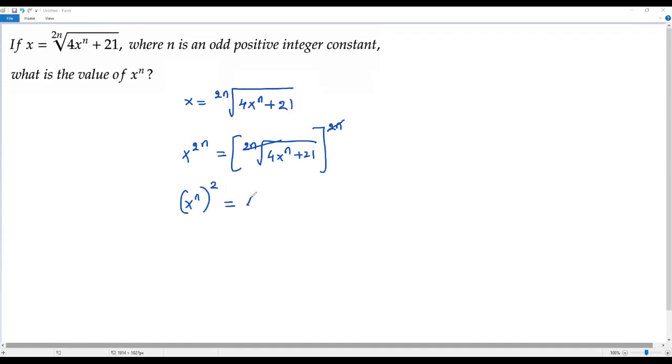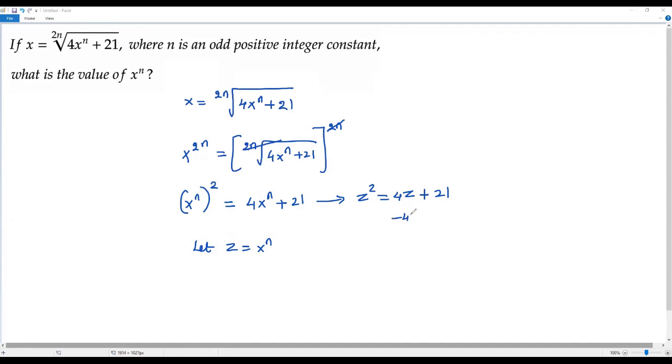On the right side, we have 4 times x to the power of n plus 21. I find x to the power of n over here and also here, and our aim is to get the value of x to the power of n. So now let me assign a new variable z for x to the power of n. Now we can plug in z for x to the power of n over here and here. Then the equation will become z squared equals 4z plus 21.